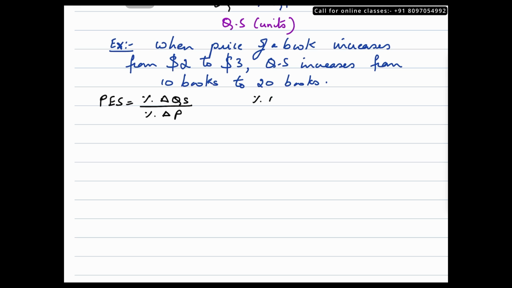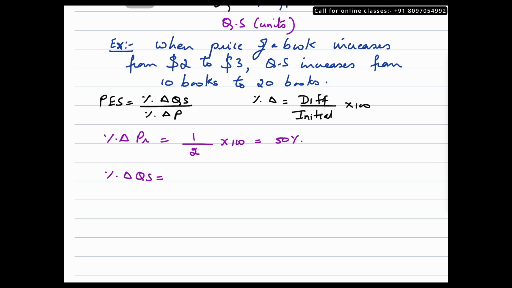How do we calculate percentage change? It is the difference over initial times 100. Let's take a look at the percentage changes first. So percentage change in price. So change in price is 3 minus 2, 1 over the initial times 100, which gives me 50%, and percentage change in quantity supplied is the difference. 20 minus 10 is 10. Initial quantity is 10 times 100, that gives me 100%.